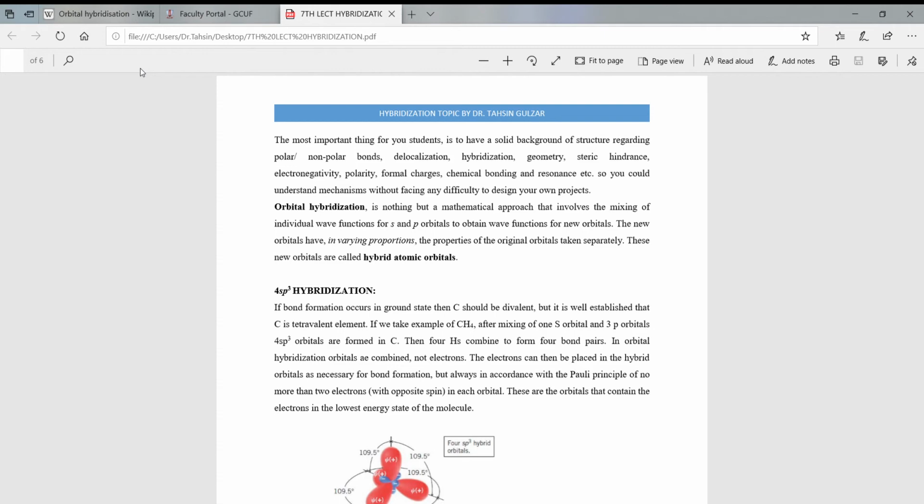So same is hybridization. Orbital hybridization is nothing but a mathematical approach to how orbitals are mixed, that is, mixing of individual wave functions for S and P orbitals to obtain wave functions for new orbitals. And this way you can give different proportions, like in sp3, S has 25% and in sp2, S has 33% contribution, and sp is with 50% contribution.